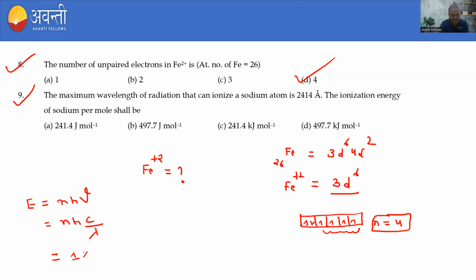So you can use the formula. H we already know, that is 6.67 into 10 raised to the power minus 34. C we already know, that is 3 into 10 raised to the power 8, and lambda is given, that is 2414 Armstrong, that is 10 raised to the power minus 10. On solving, you will get the value of E. So E comes out to be 497.7, and the unit is kilojoule per mole. Here you can confuse between options B and D, but the correct one is kilojoule per mole, not joule per mole. This is the correct one. Okay.